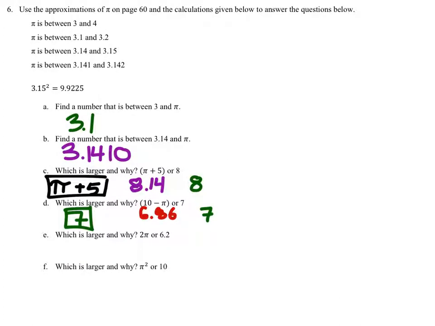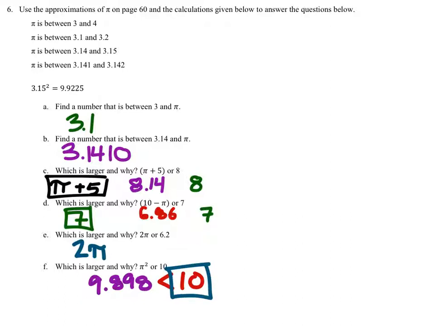Alright, which is larger, 2 pi or 6.2? Well, pi is 3.14-ish. If you multiply that by 2, you get something like 6.28. So 2 pi is larger. Then pi squared is 9.898, which, in comparison to 10, is smaller. So 10 is the bigger number here.